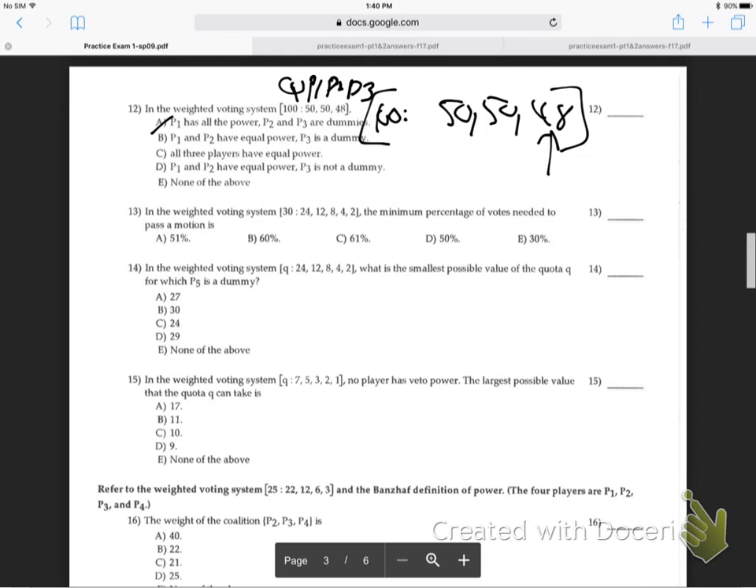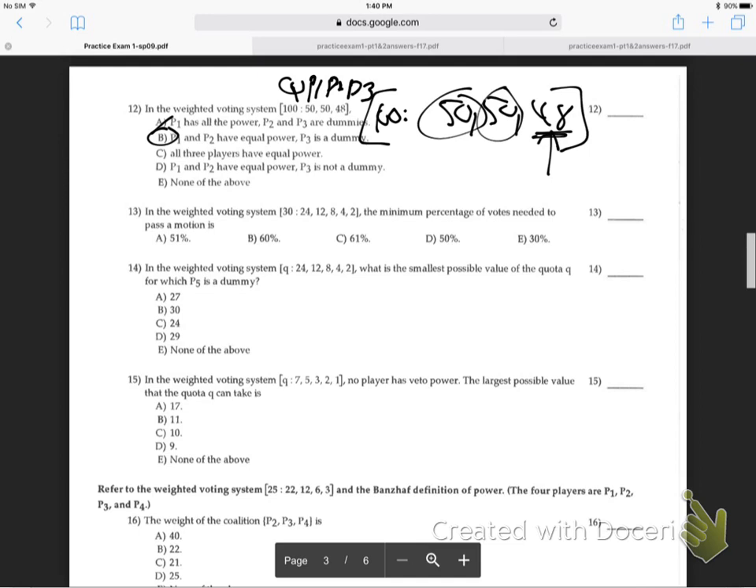There never is, huh? If there's a 50 that wants something, then the 48 jumps in, that's only 98, that's not 100. He can't make it pass. Well, yeah, but if two 50s, they've already got enough. They don't need them. So the 48 never makes a difference. Yeah, 48's a dummy. So it is B, huh? P1, P2, equal power, P3 is a dummy.